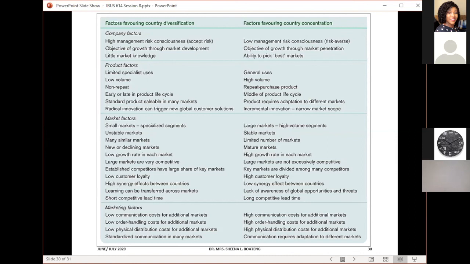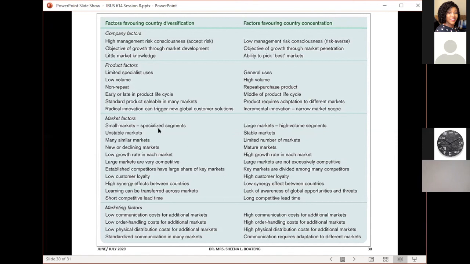But if these products have general uses, even if you use a concentration strategy, you'll still be able to sell to as many people as you need to be able to earn your returns, among other things that have been stated in the product factors. I believe that once you get the slides, you'll be able to take your time and go through each of these one after the other.